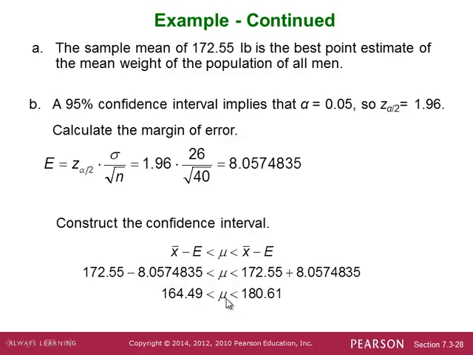So this shows that the average weight of the population of men lies within this interval between 164.49 and 180.61. Meaning, and we have to be kind of nuanced in this interpretation, there's a 95% chance that this lower and upper limit for this confidence interval actually contains the true population mean of men's weight.